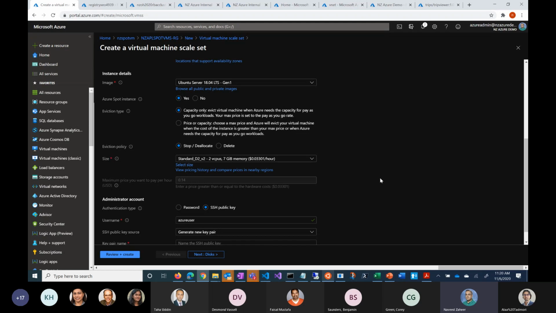That's why it is recommended that if you have a VM scale set with Spot instances, do not make them auto scale, because that is most probably not going to happen, and you may see unpredictable results. So that's something to keep in mind.